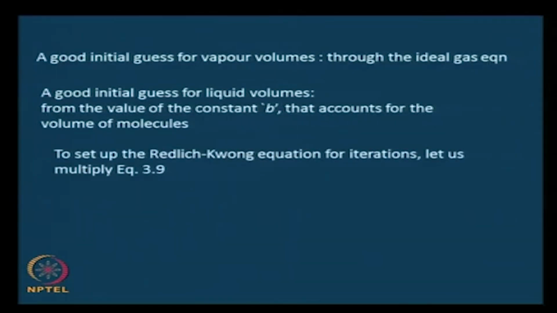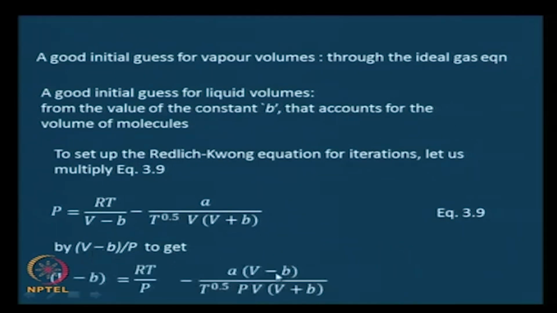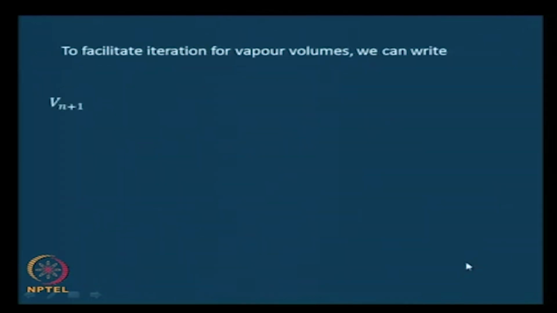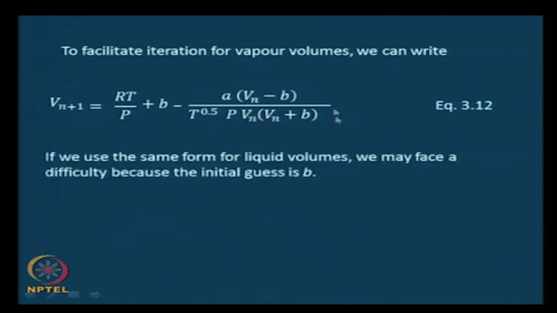And to set up the Redlich-Kwong equation for the iterations itself, we went through a strategy. We multiplied the Redlich-Kwong equation by (V minus B) by P to get it of this form, and to facilitate for vapor volumes we had written it as RT by P plus B minus A into (Vn minus B) divided by square root of T into P into Vn by (Vn plus B). Therefore, you could do iterations with this for the vapor volumes, whereas we have a problem if we consider the same form to do liquid volumes.